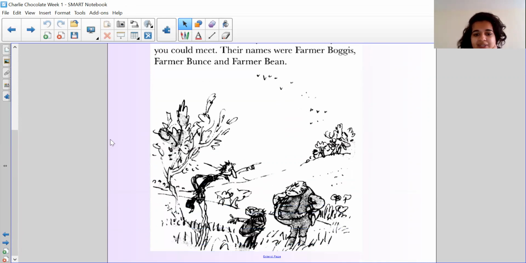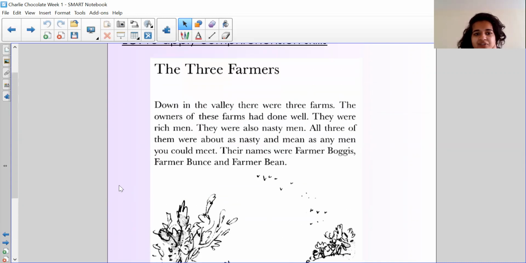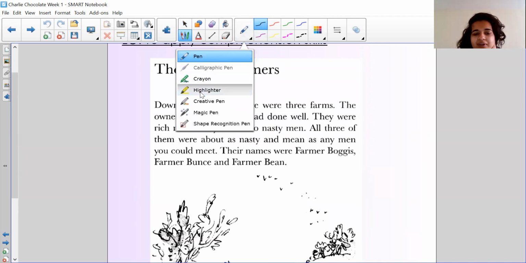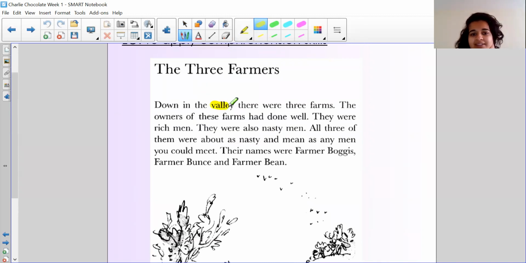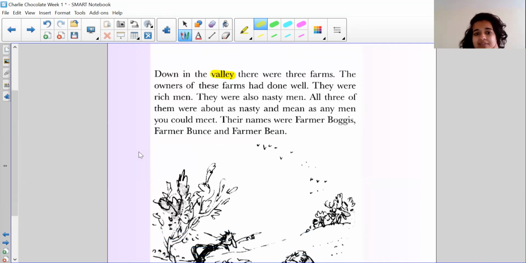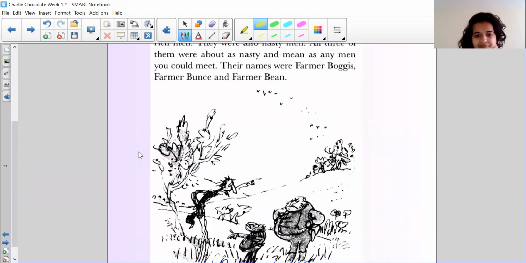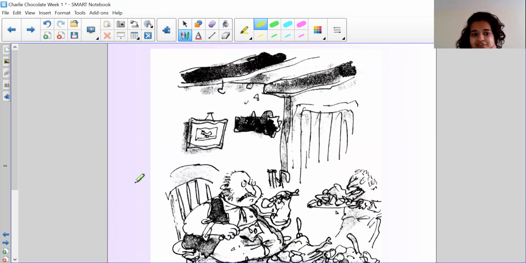So here are the 3 farmers, and right away we have found out that they are quite nasty men, okay? And just by looking at their faces, they don't look very friendly. They look quite grumpy, they look quite angry, okay? And remember, down in the valley, now we have heard this word valley before, and that is the space in between 2 mountains, okay? So down in the valley is where they lived. Okay, so we've got 3 farmers. Let's meet the first farmer.